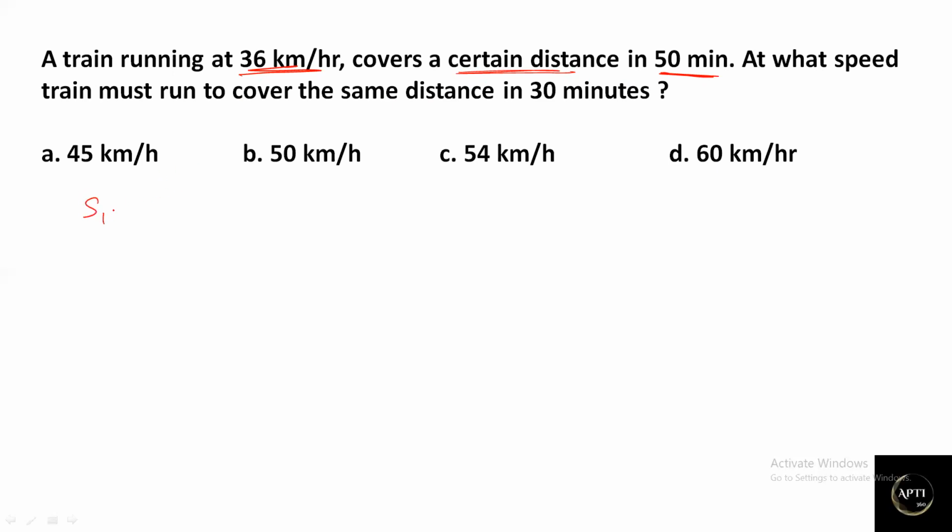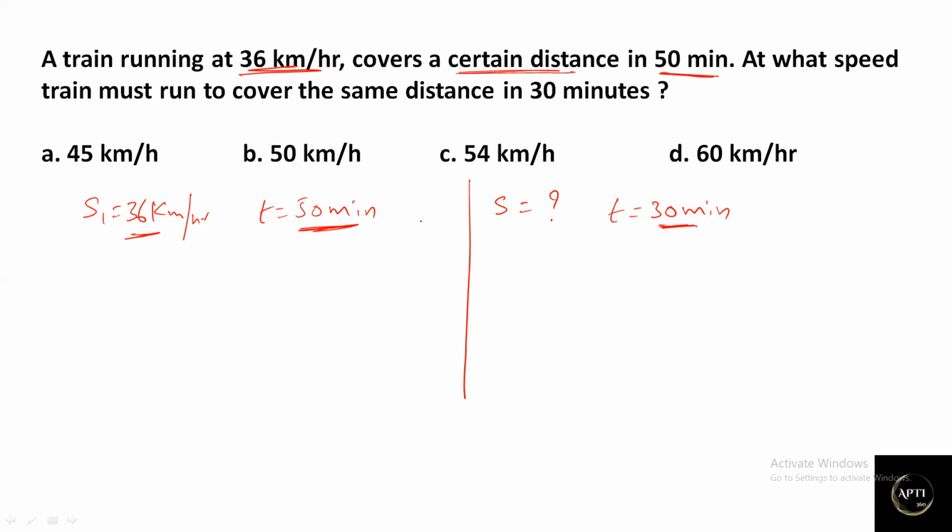The speed of the train is given as 36 kilometers per hour. Units are very, very important. And time taken is 50 minutes. Now, the second condition is with what speed the train must travel to cover the same distance in just 30 minutes. If you observe the relation here, when we have 50 minutes, the train is going 36 kilometers per hour. But if we have only 30 minutes to cover the same distance, the train should go with more speed than 36, right? So let's try to calculate the distance here.